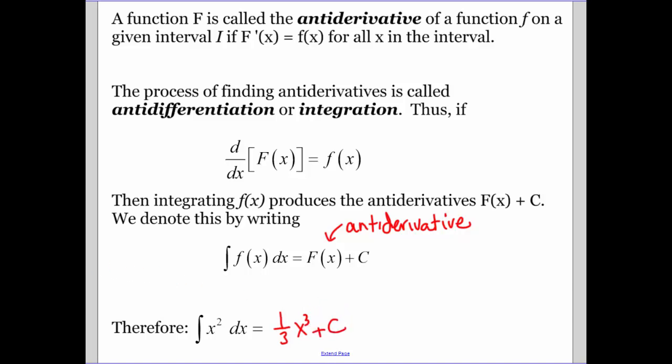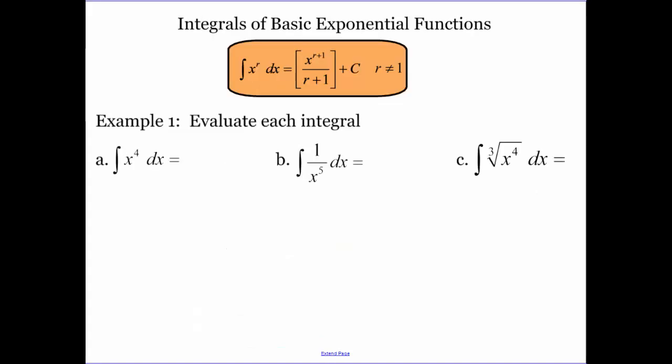So what's our rule? Our rule, and this is important, our book really doesn't talk about this: you add 1 to the exponent, and you take 1 over that exponent, plus c. So that's the key here. This is super important. Evaluate each indefinite integral. What I like to do is add 1 to my exponent, then take the reciprocal of that, throw that in front, and don't forget your plus c.